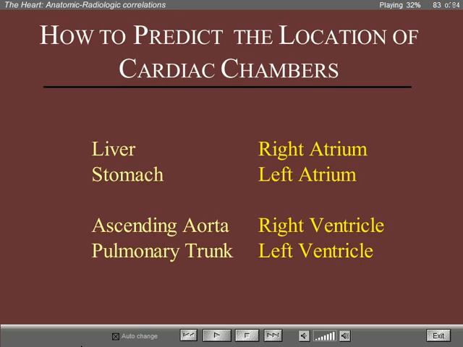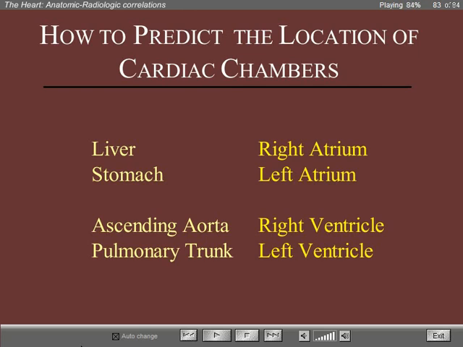The positions of the ventricles are determined by the position of the ascending aorta and pulmonary trunk. The right ventricle is to be suspected to the right of the left ventricle when the ascending aorta is to the right of the pulmonary trunk. And the left ventricle corresponds to the position of the pulmonary trunk, which is in front and to the left of the aorta. So the aorta and pulmonary arteries determine the position of the ventricles, and the liver determines the position of the right atrium, as well as the stomach, the position of the left atrium.